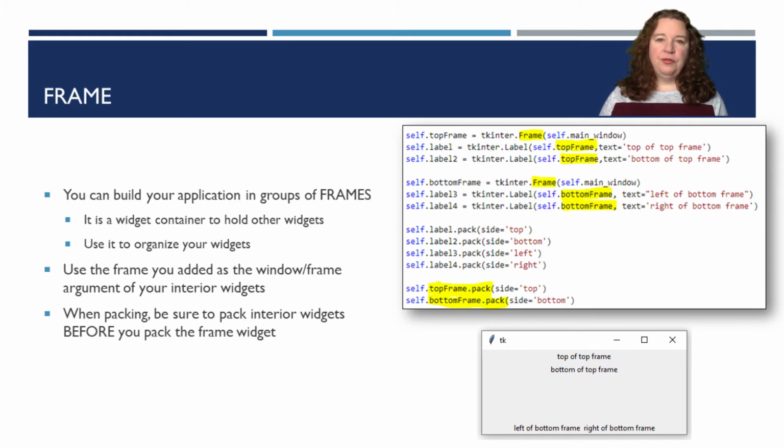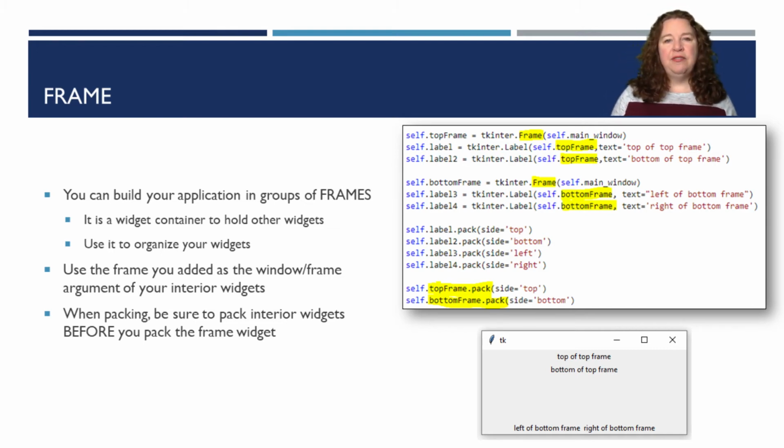So to do a frame, you have to create a frame object, the widget, the same way that we did with the label. So tkinter.frame. And it again takes that parameter of where is it going to go. So my top frame and my bottom frame are both going to go into my main window. And when I pack them, as you can see at the bottom of the code, I'm going to pack them at the top and the bottom. So those two frames are going to be there.